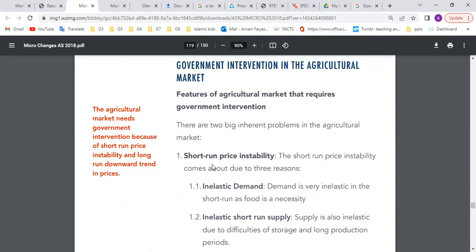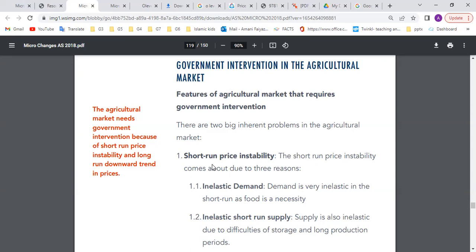So you know the concept of inelastic and elastic demand? Yes, miss. What is elastic and inelastic? Elastic demand is when a small proportionate change in price will have a drastic change in the quantity demanded. When inelastic, a small proportional change or even a large one will not have a great change on quantity demanded. Absolutely.